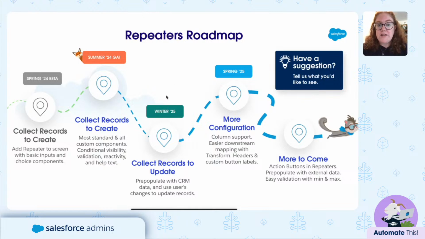What we're working on right now is allowing you to do that, but for updating records. So pre-populating a repeater with existing data and mapping it all in, and then being able to differentiate, like, I want to do updates to these, and the removed items could be archived or the records deleted, however you want to handle that. Moving down the line a bit into more configuration opportunities, we are thinking about adding support for columns and headers, as well as making that loop process a lot easier by supporting transforms so that you could do all of that in a single node instead, and the ability to customize button labels.